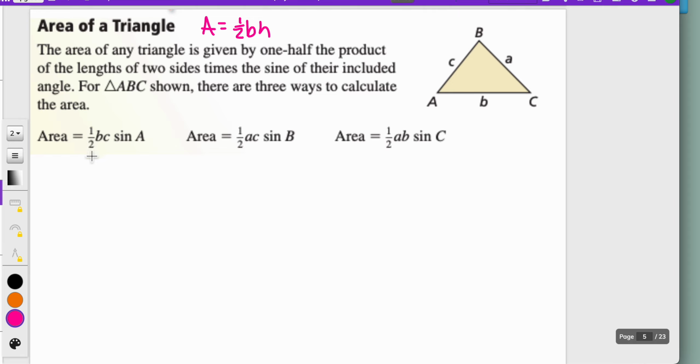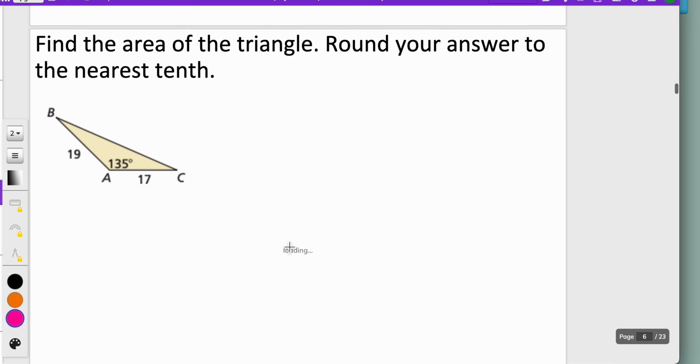So ways we can do that: we can do half of BC times the sine of A, half of AC times the sine of B, or half of AB times the sine of C. Essentially, wherever your angle is given, so let's say we're given angle A, I can take the two adjacent sides. In this case, this is the BC option. I can take BC's product, half of that, and multiply it by the sine of A, and that'll help me get the area.